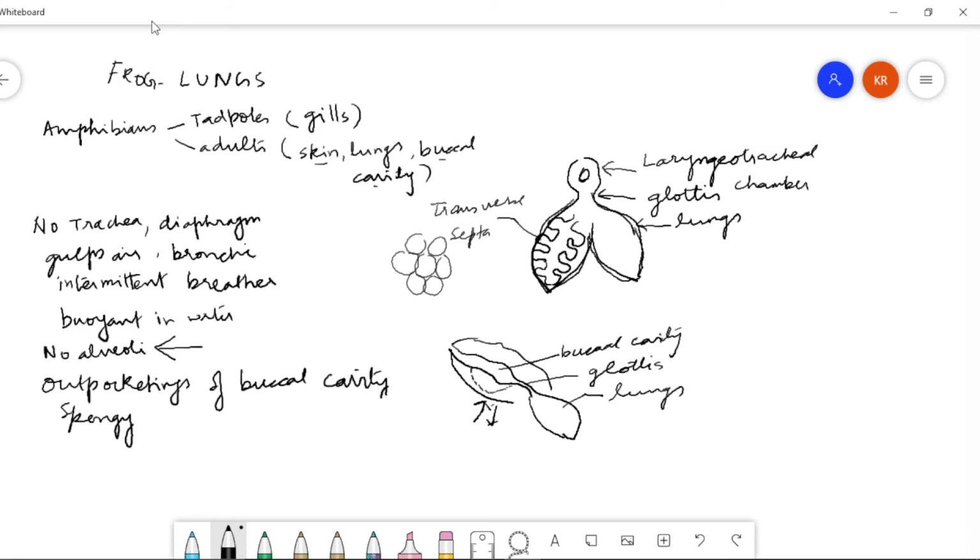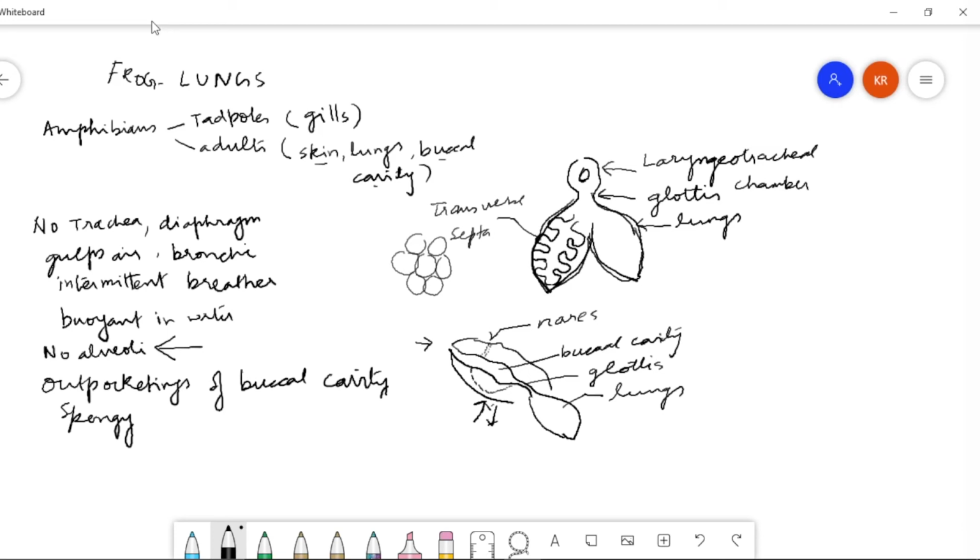This is the mouth, and here there is a connection to the external nares. Okay, those are the external nares. Now when the frog breathes, that is, it takes in air through the mouth, at that time this glottis is closed.